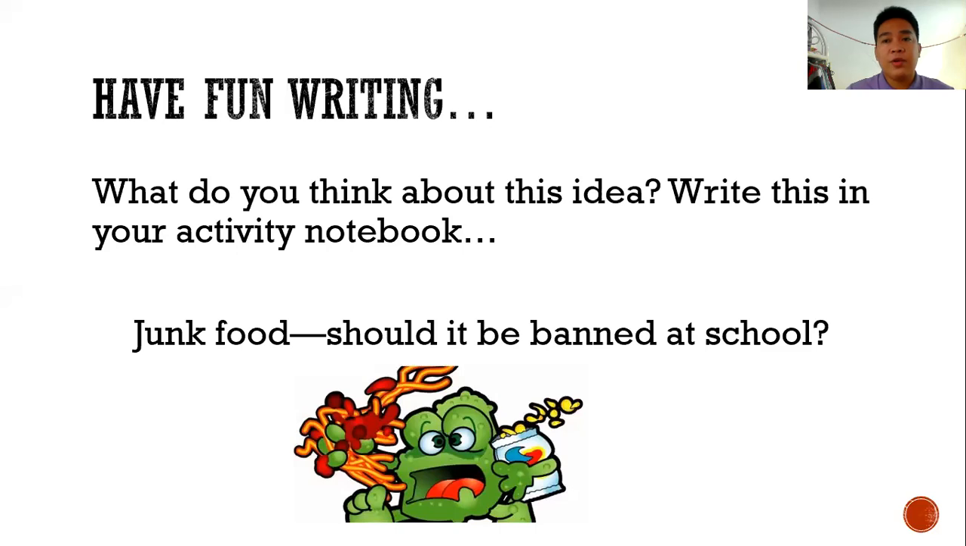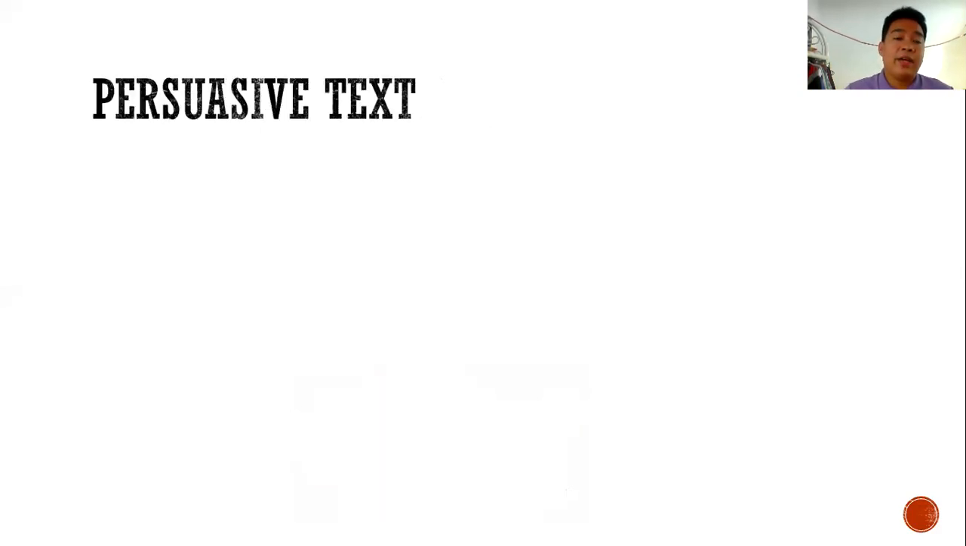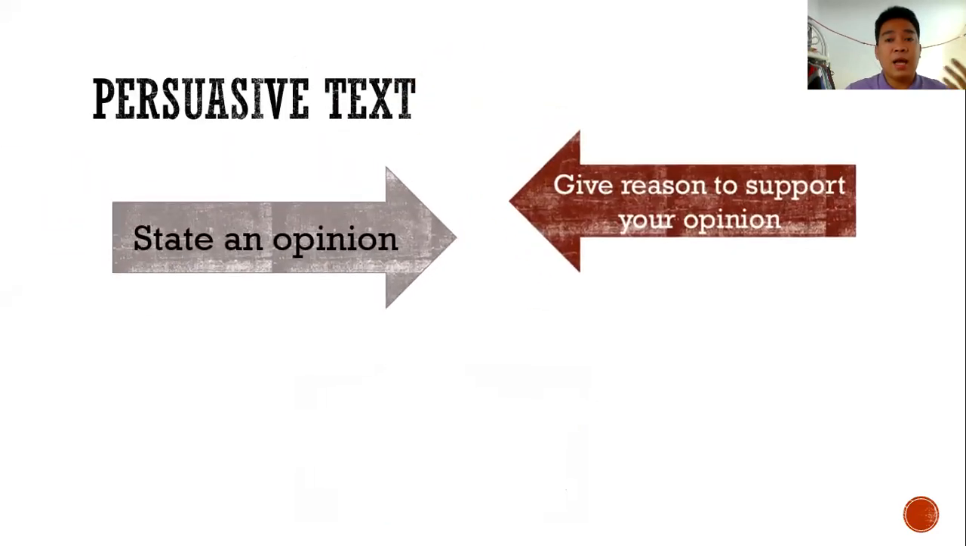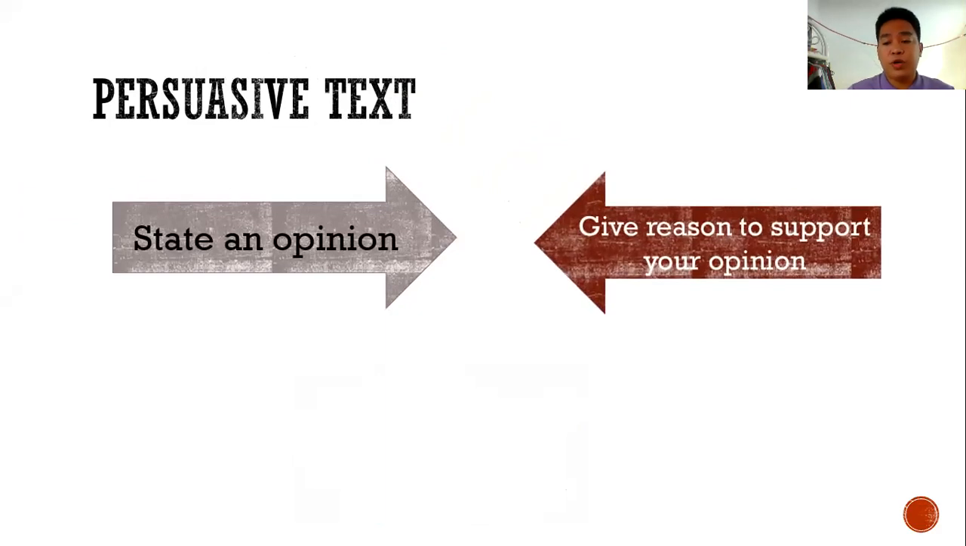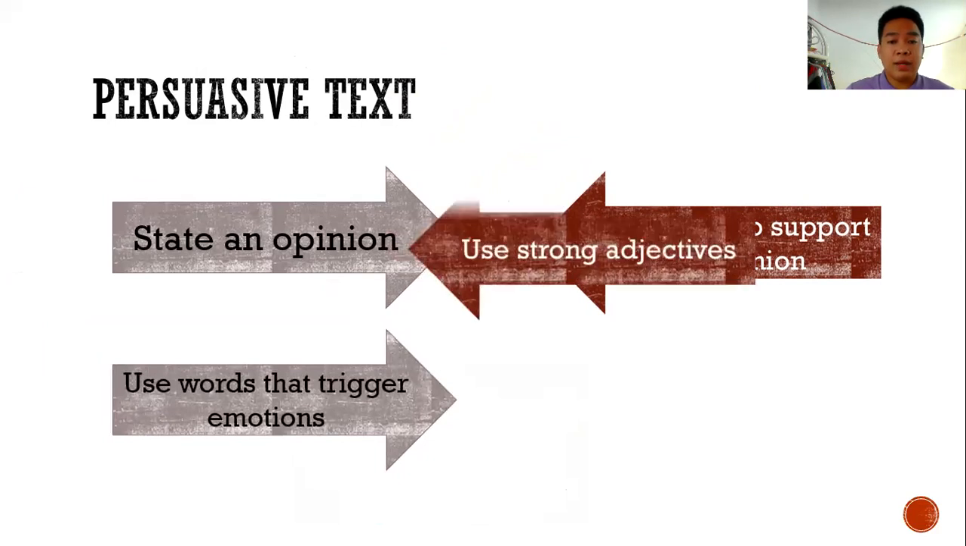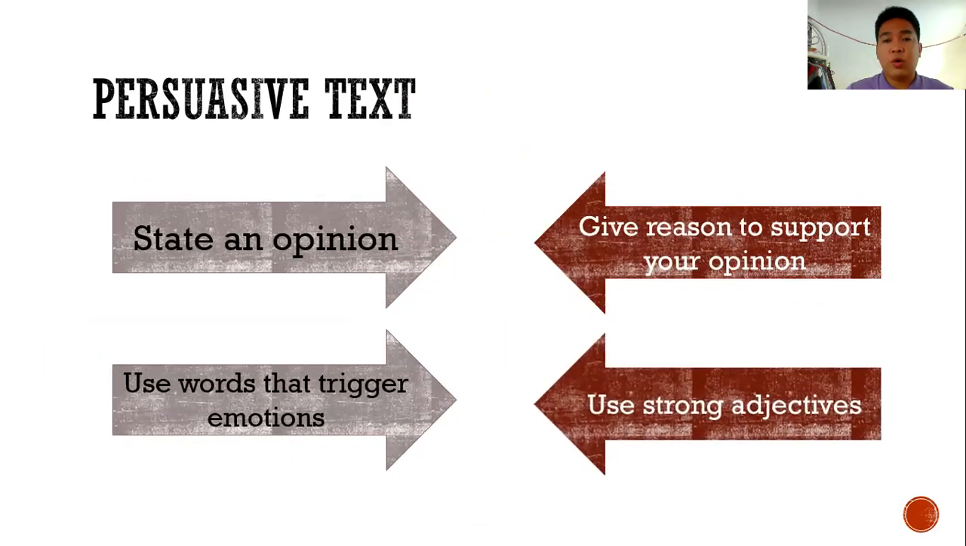Now your activity: what do you think about this idea? Write this in your activity notebook. Should junk food be banned at school? Yes or no? Just follow the structure of how to write a persuasive text or essay. In a persuasive text, you have to state your opinion about the topic. You have to give a reason to support your opinion. Use words that trigger emotion. And last, you have to use strong adjectives.